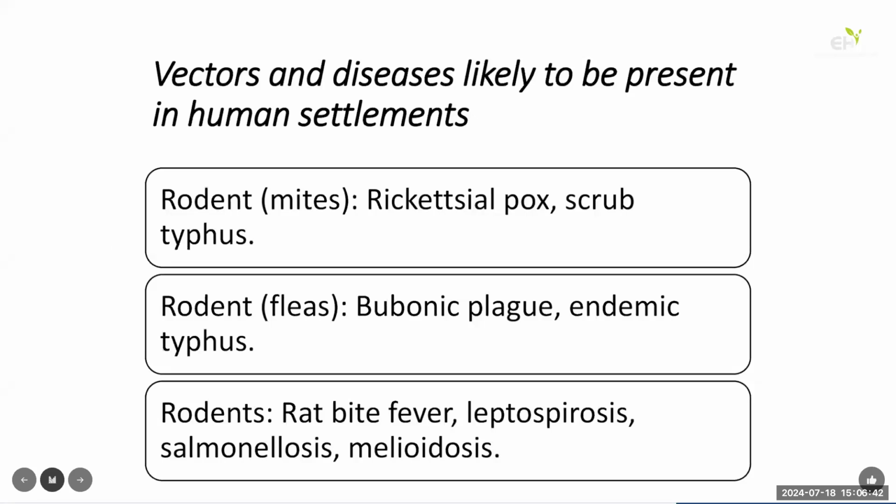So just for us to remember that the vectors that we're talking about are not just vectors for indoor kind of public health diseases, but they also cause diseases outdoors, and they also cause zoonosis as well, or diseases to do with animals in agriculture. Next slide.